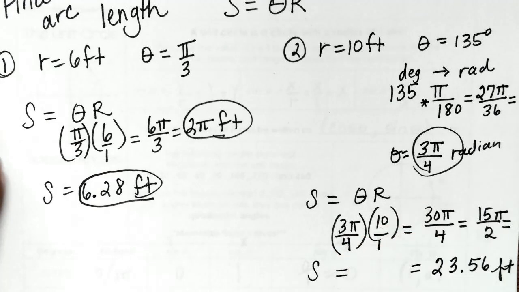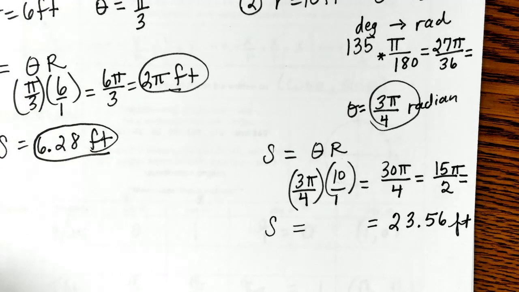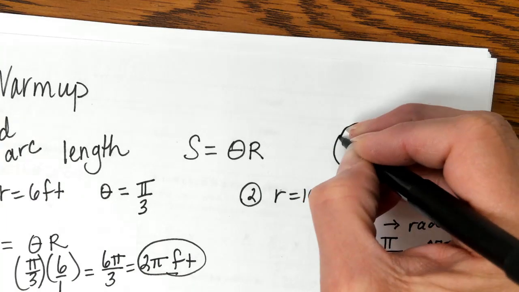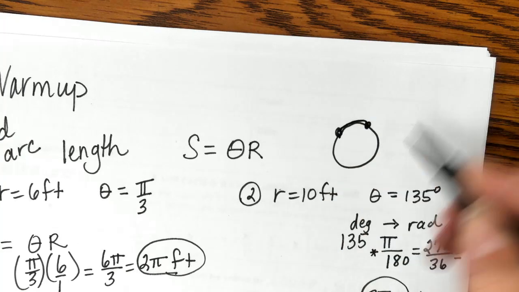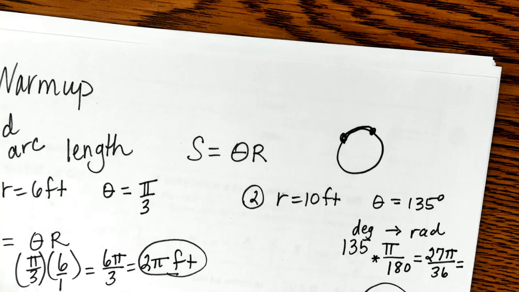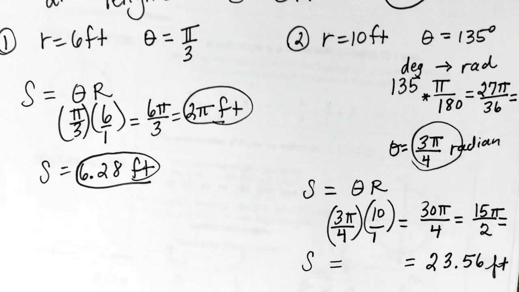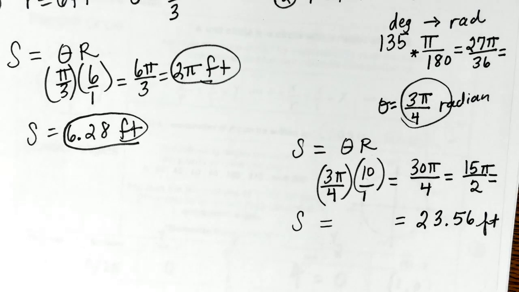So it's like circumference. It's a piece of circumference when you talk about the length of an arc. If I drew a little diagram, it's like going from just a little piece around. So it is just in regular feet when you find it, because it's like circumference. Now let's move on to problem number 3.